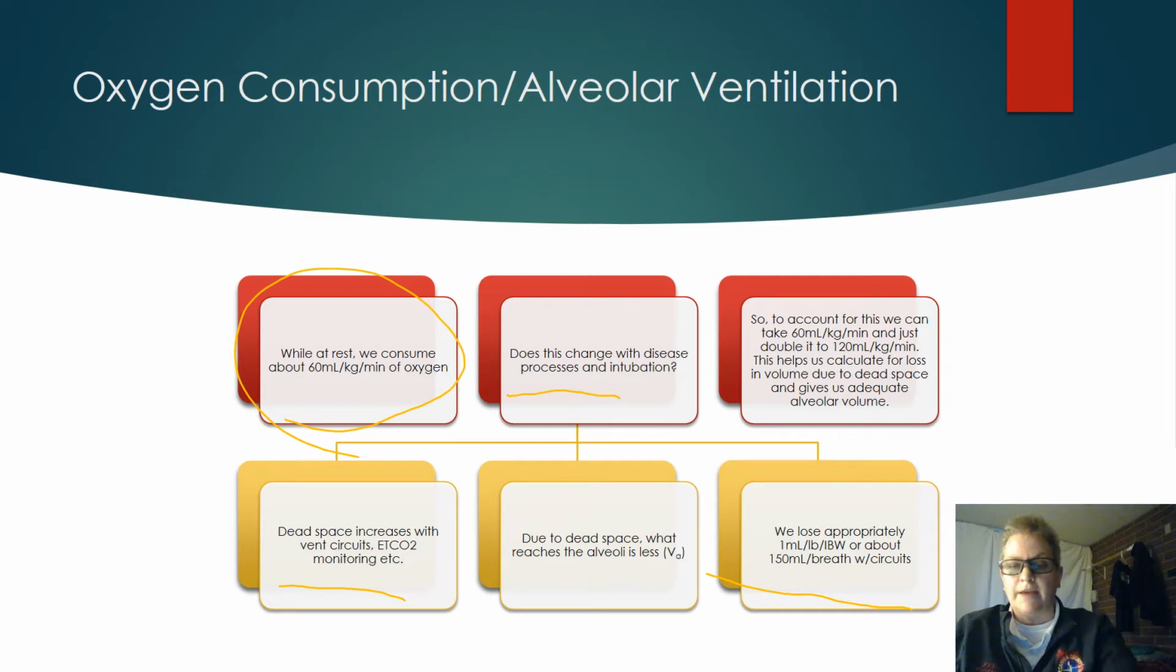So due to that dead space, what gets to our alveoli is less than our minute volume. So to account for this dead space in our circuits and such, we need to take that 60 mils per kilogram per minute and just double it and make it 120 mils per kilogram per minute. So we can calculate and help with that loss of volume that was not getting to our alveoli. So we're going to do an exercise doing that right now.